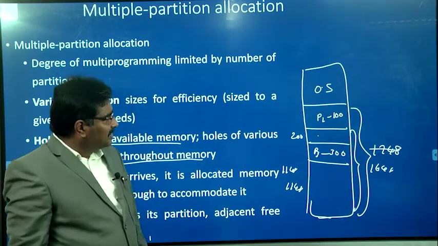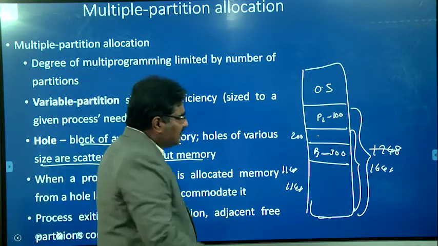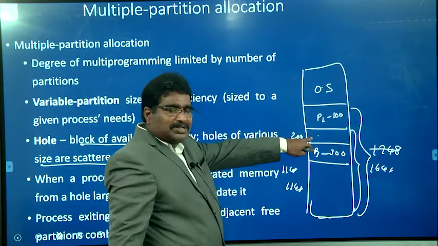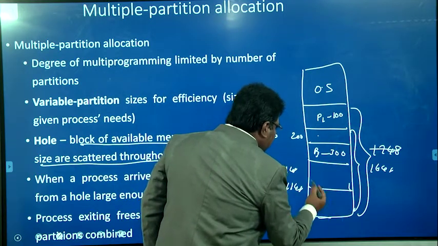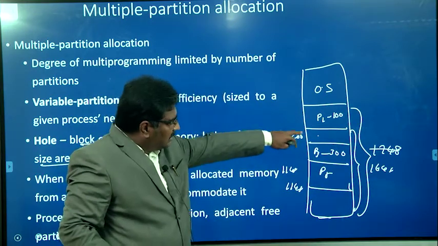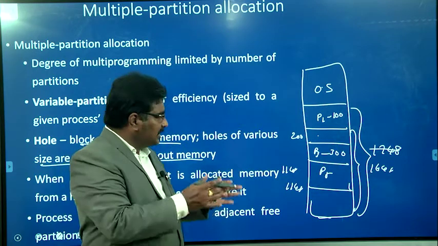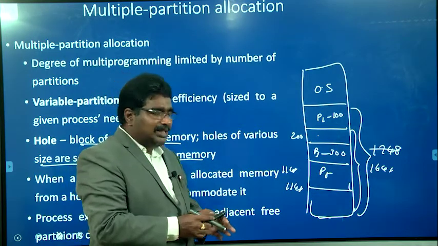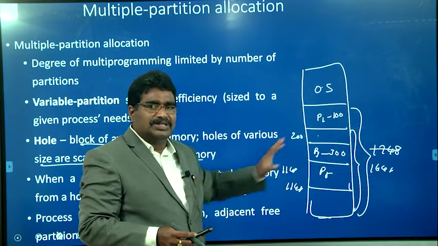For example, after some time the P5 process arrives and its size is 500 MB. This 200 MB is not sufficient, so the 500 MB is allocated elsewhere. So automatically P5 is allocated, and there are two free spaces available. Based on the execution, once a process releases the memory, automatically a free hole is generated.